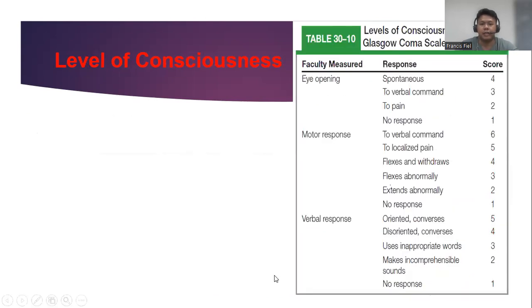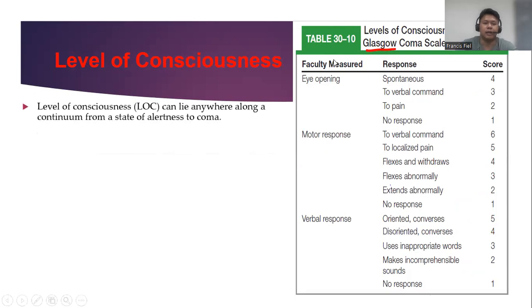All right? Next is the level of consciousness. In terms of the level of consciousness, we have our Glasgow Coma Scale. This was developed by Glasgow. The level of consciousness can lie anywhere along the continuum from the state of alertness to coma. Ibig sabihin, when you say a continuum, ito yan, this is your alertness to coma. So, alertness, then coma. This is the continuum of your level of consciousness.